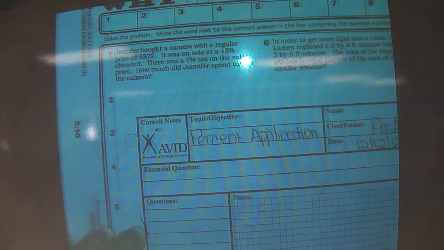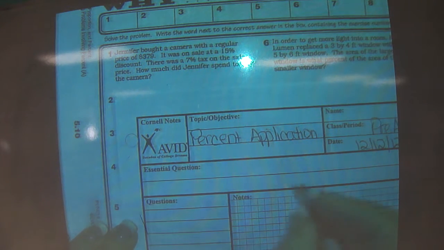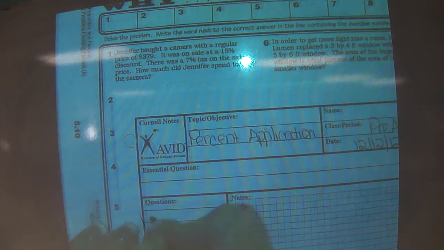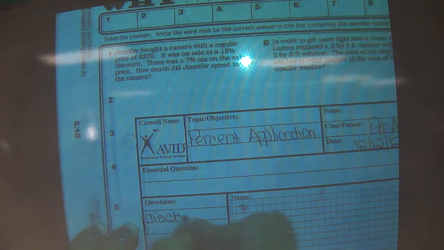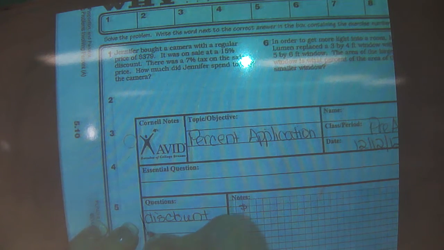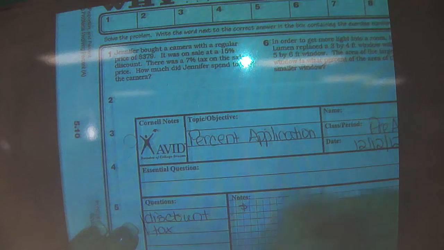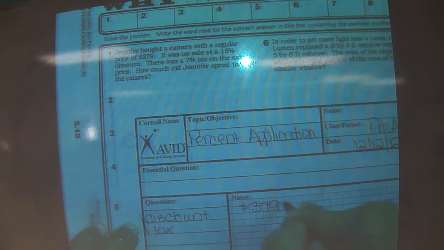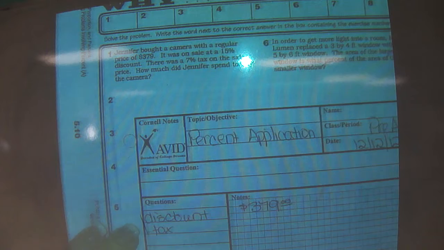So Jennifer bought a camera with the regular price of $379. So the regular price, and this is a discount, and then a tax question. So $379 was the regular price. There's a 15% discount. So how would you do that? What's the new price?